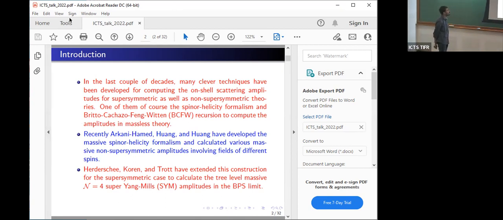Recently, Arkani-Hamed, Huang and Huang have developed the massive spinor helicity formalism to calculate various massive non-supersymmetric amplitudes involving fields of different spins. And after 2 years, Herderschee, Koren and Schuster have extended this construction to the supersymmetric case to calculate the tree-level massive N=4 super Yang-Mills amplitude in the Coulomb branch and in the BPS limit.